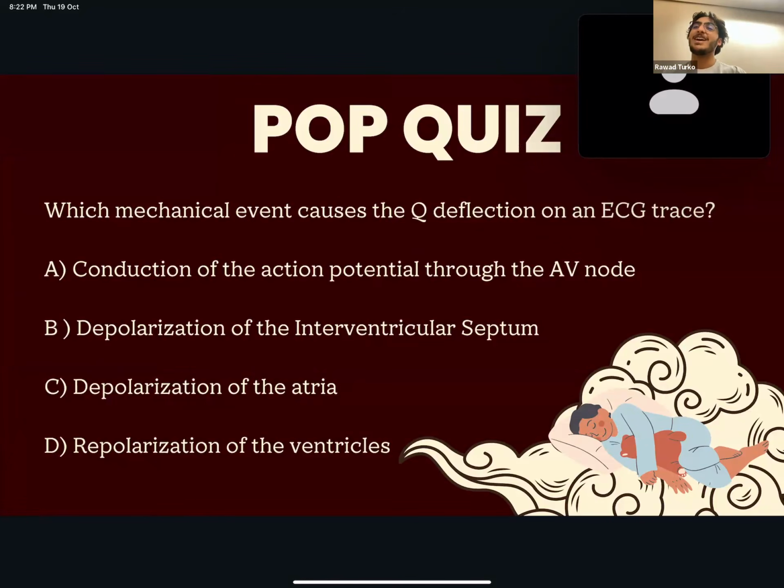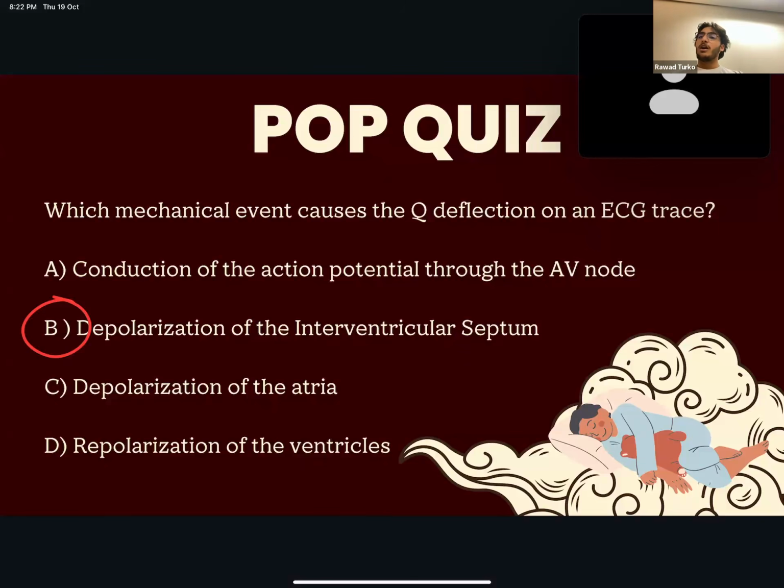Okay, pop quiz. Which mechanical event causes the Q deflection on an ECG trace? Q deflection. You remember P, Q, R, S, T. B. Yes, perfect. B, depolarization of the interventricular septum.